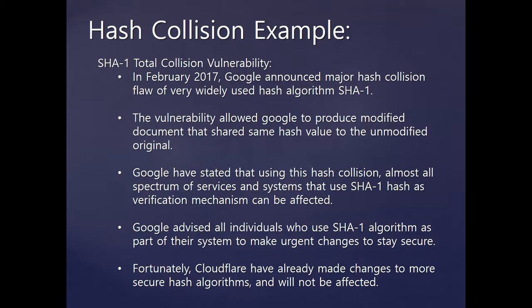However, Google showed that it was vulnerable with a modified file producing the same key as the original. Google advised all people and organizations to make urgent changes if their systems depended on the SHA-1 algorithm, and that any use of the algorithm for verification purposes would be insecure. In this case, Cloudflare had already proactively moved to a more secure hash algorithm.